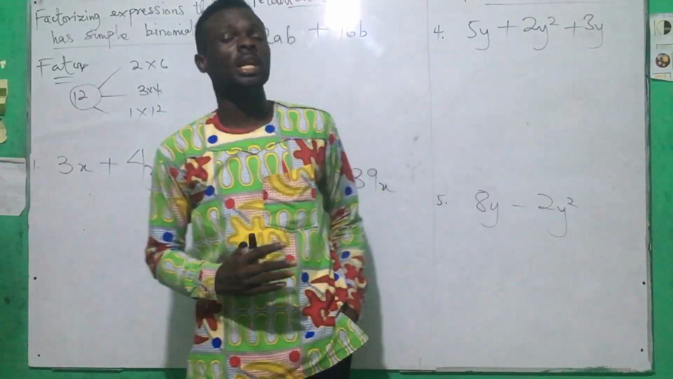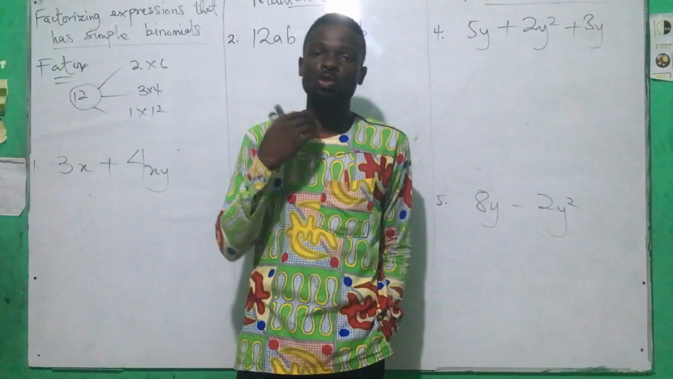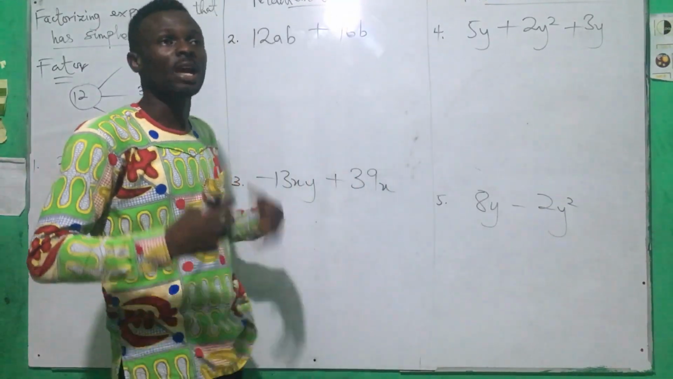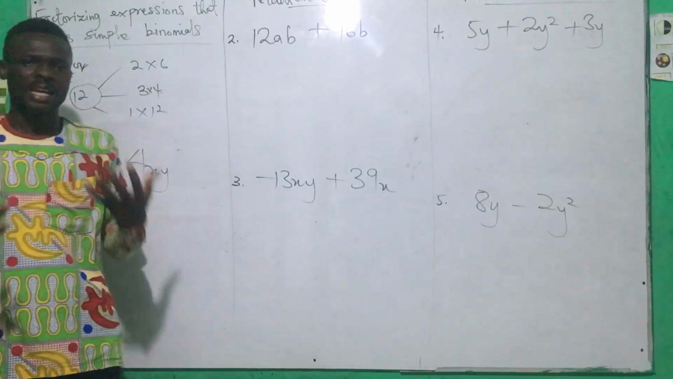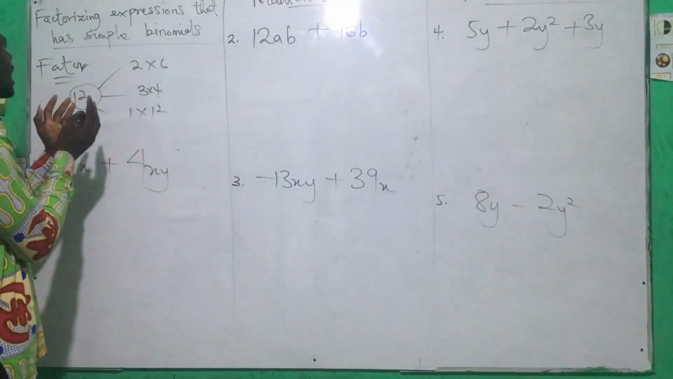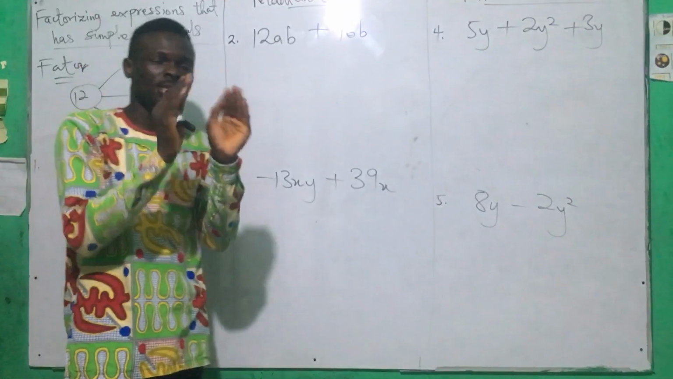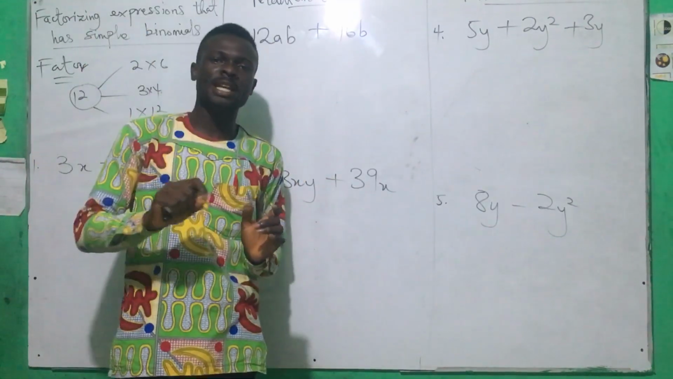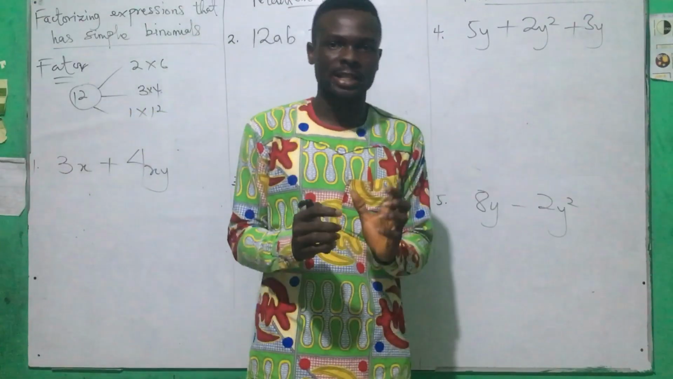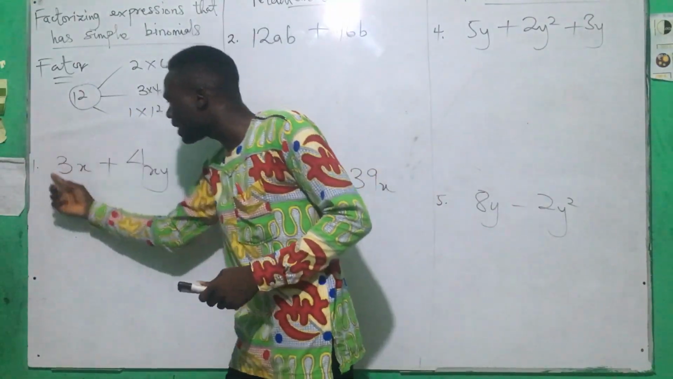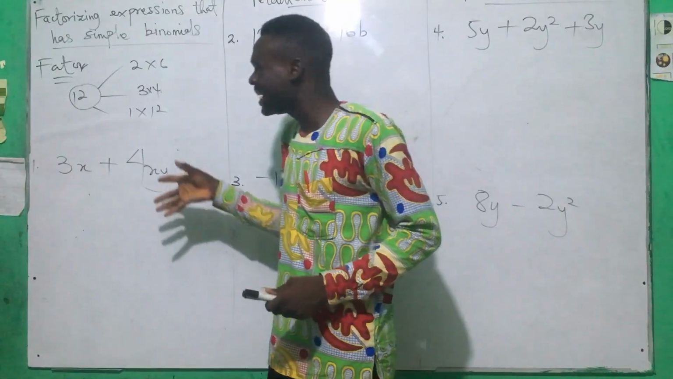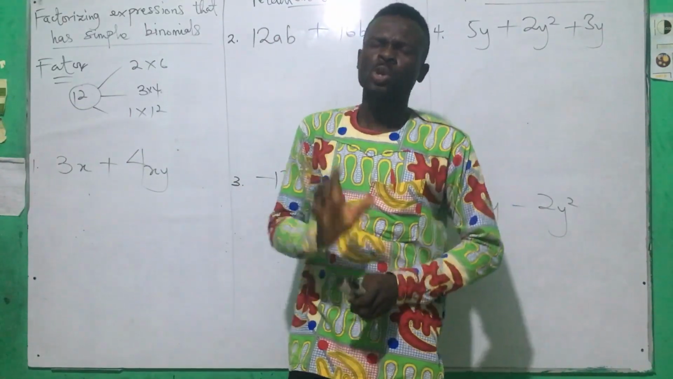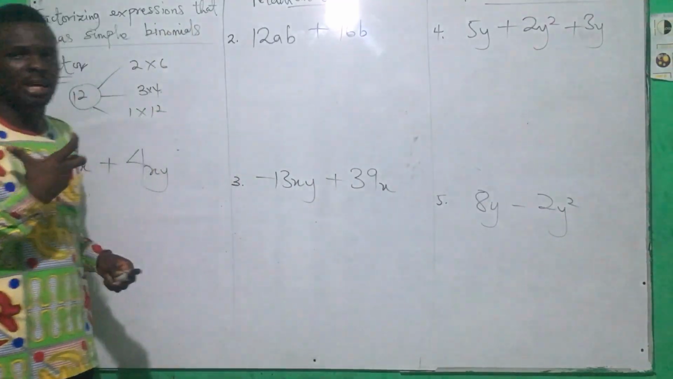At the end of today's lesson, we are expected to be able to factorize simple binomials and know what factorization is. In simple terms, factorization is simply putting an expression in a bracket. So if I am asked to factorize an expression, I can do so by putting it in a bracket. Let's look at how to factorize.